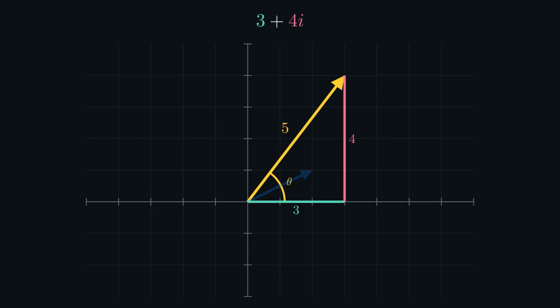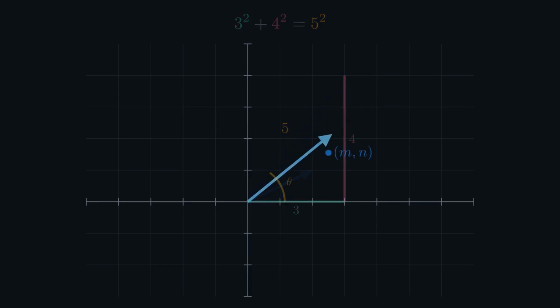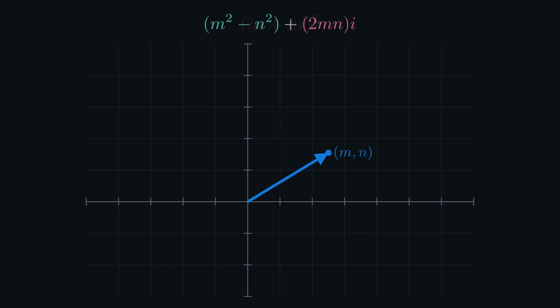Meanwhile, distances multiply when complex numbers multiply. The distance of 2 plus i is square root of 5. Squaring the point squares that distance, so the new distance is 5. That forces 3 squared plus 4 squared to equal 5 squared.